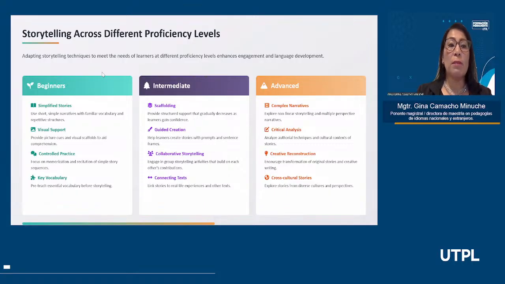With beginners, you can use simplified stories, short stories, simple narratives with familiar vocabulary and repetitive structure so they can understand how the story goes. Visual support: provide picture cues and visual scaffolds to aid comprehension. Okay, visual scaffolds means step by step, including flashcards, for example, to help them understand how the story goes. Controlled practice: focus on memorization and recitation of simple story sequences. You can use this with little ones, with kids, with children.